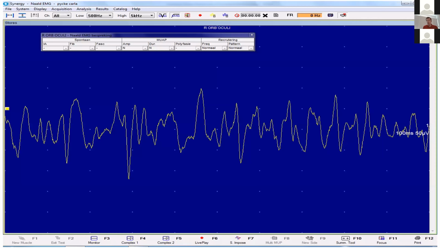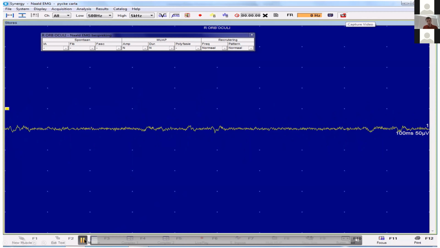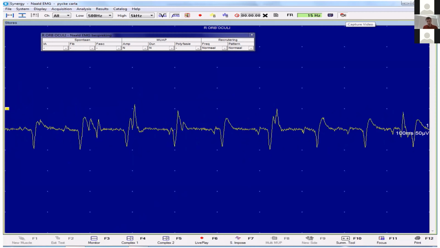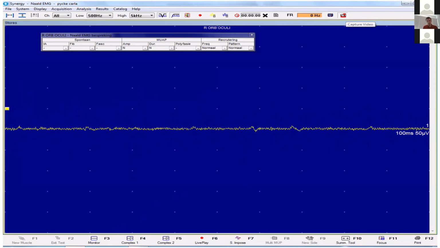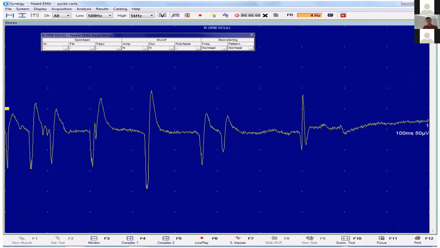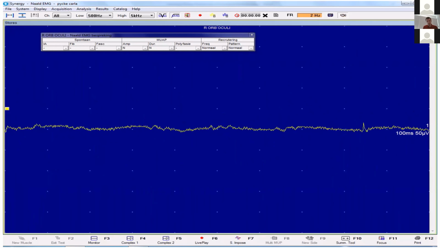In between the insertional activities that you're going to see in this sample, we will see various complex repetitive discharges. Try to look. This is CRD. Again, CRD. Again, complex repetitive discharge.